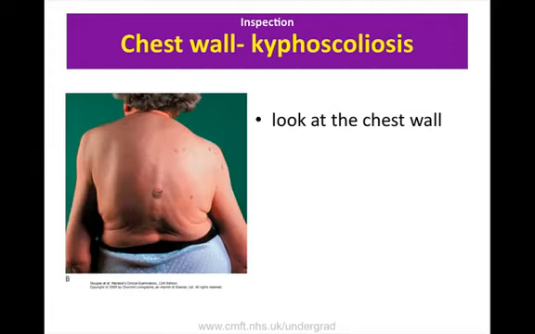Kyphosis is an increased forwards spinal convexity. It can cause problems with lung ventilation. Scoliosis is an increased lateral curvature of the spine.